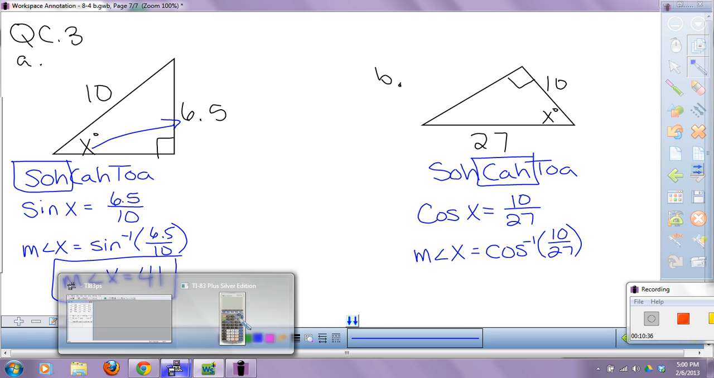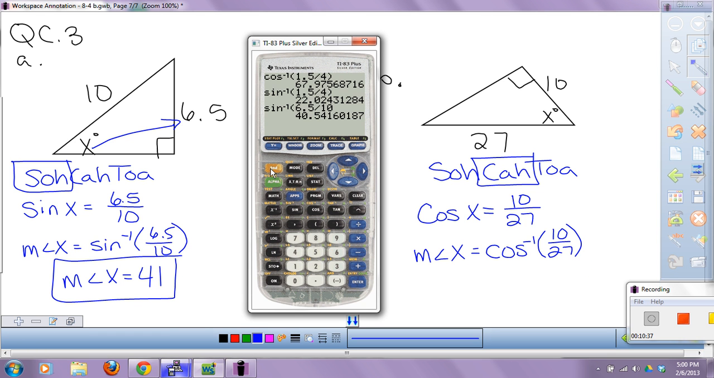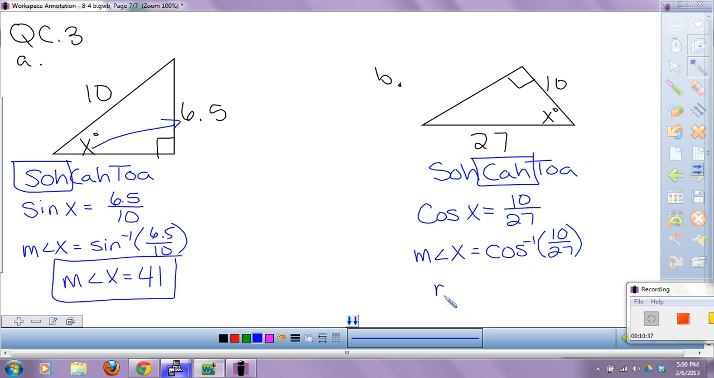Grab that calculator. Second cosine, 10 divided by 27. And again, we were asked to round to the nearest degree, so the measure of angle x would be 68.